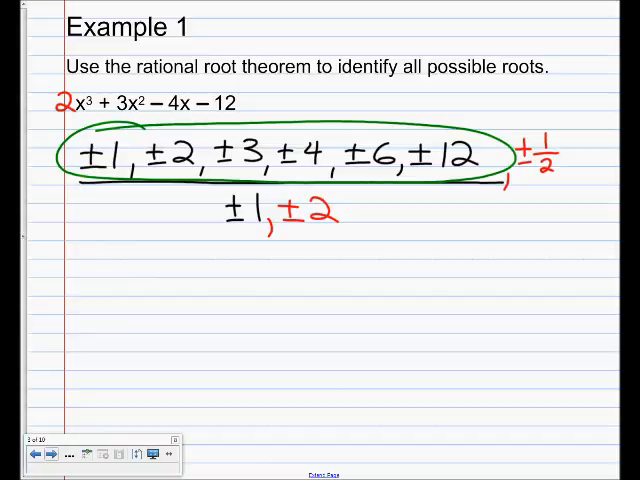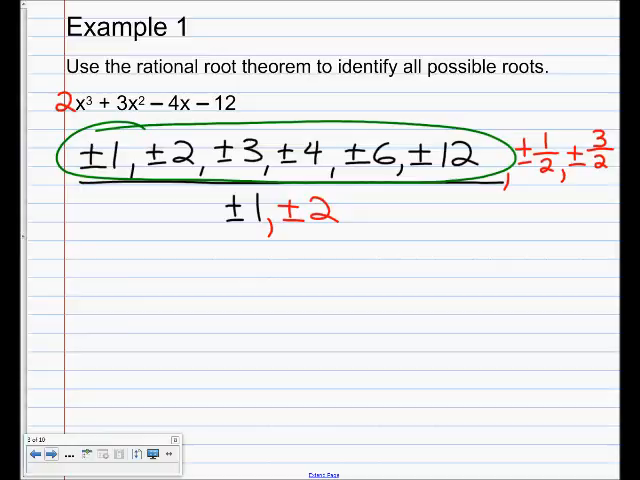What about 3 divided by 2? 3 divided by 2. Is that up there? No. So I need to write plus or minus 3/2. Or you could write the decimal of that, 1.5. What about 4 divided by 2? 2. That's already there. What about 6 divided by 2? Already there. 12 divided by 2? Already there.